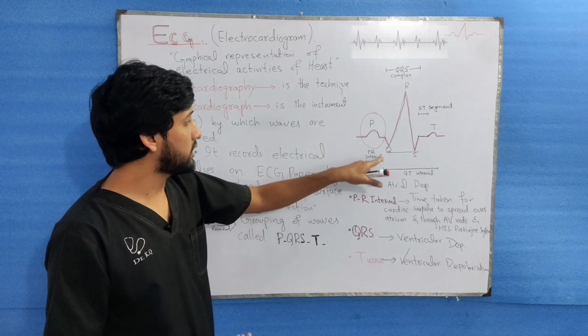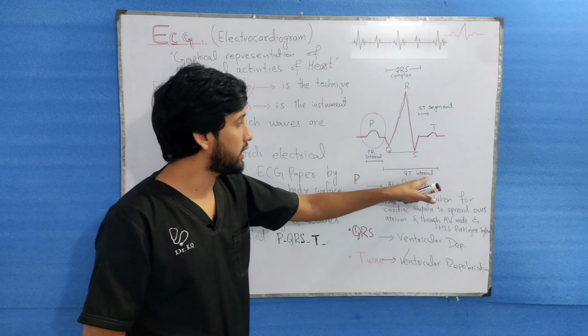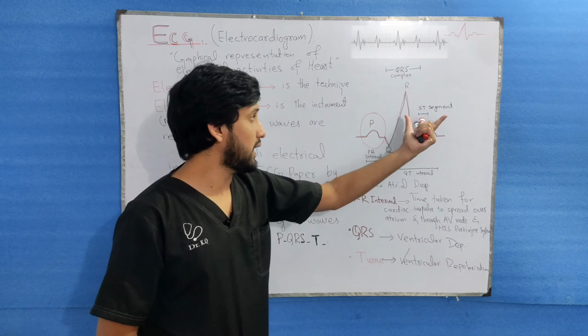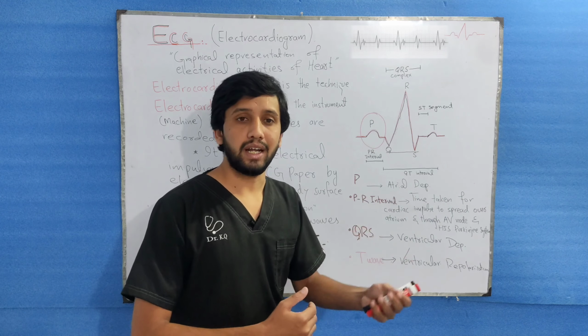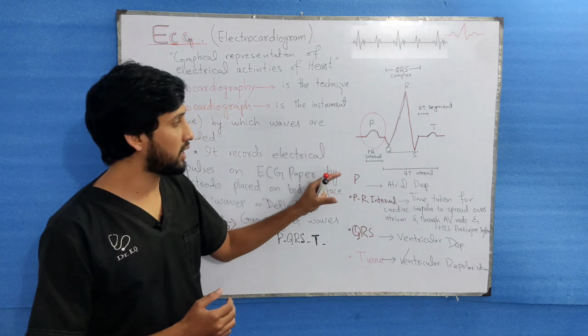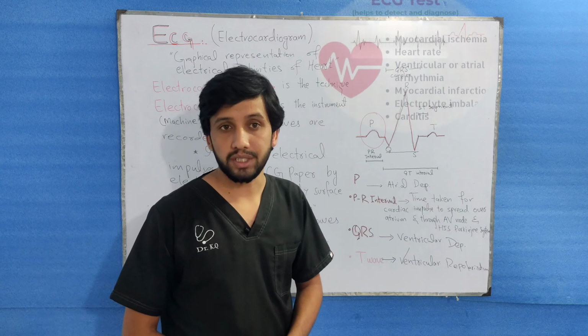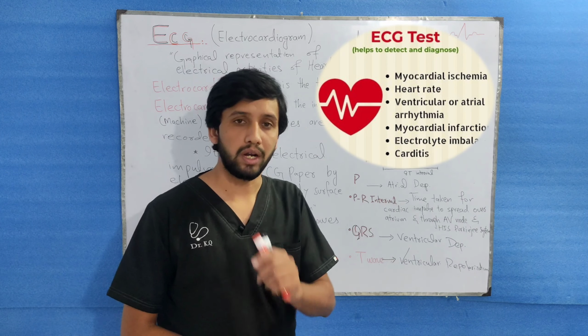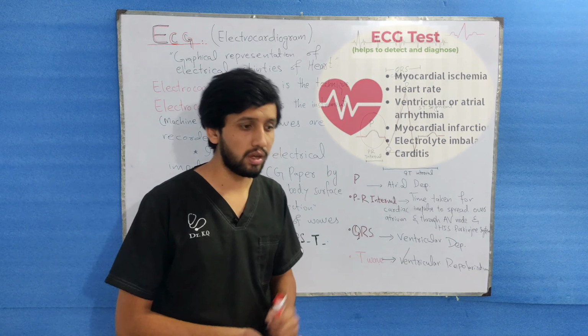Here are some other intervals. We call them the PR interval, the QT interval, and the segment, that is the ST segment. We will discuss each and everything in detail in my next lectures, but today we have discussed some basic information regarding this ECG. Then comes the second question, which is what are the diseases diagnosed by looking at ECG, and what are the uses of this ECG.